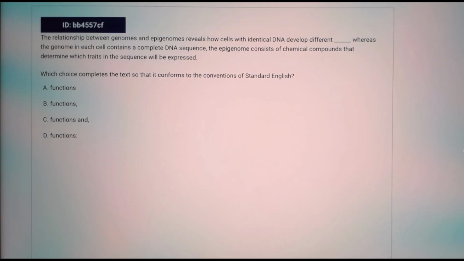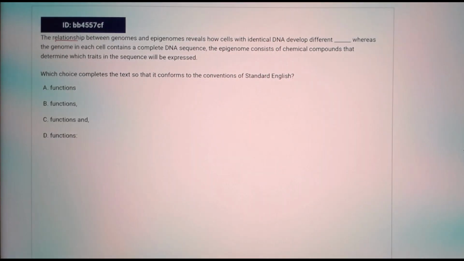The relationship between genomes and epigenomes reveals how cells with identical DNA develop different functions. Whereas the genome in each cell contains a complete DNA sequence, the epigenome consists of chemical compounds that determine which traits in the sequence will be expressed. Well, let's first figure out how many dependent and independent clauses we may have. To do that, we need to determine where the subject and verbs are.